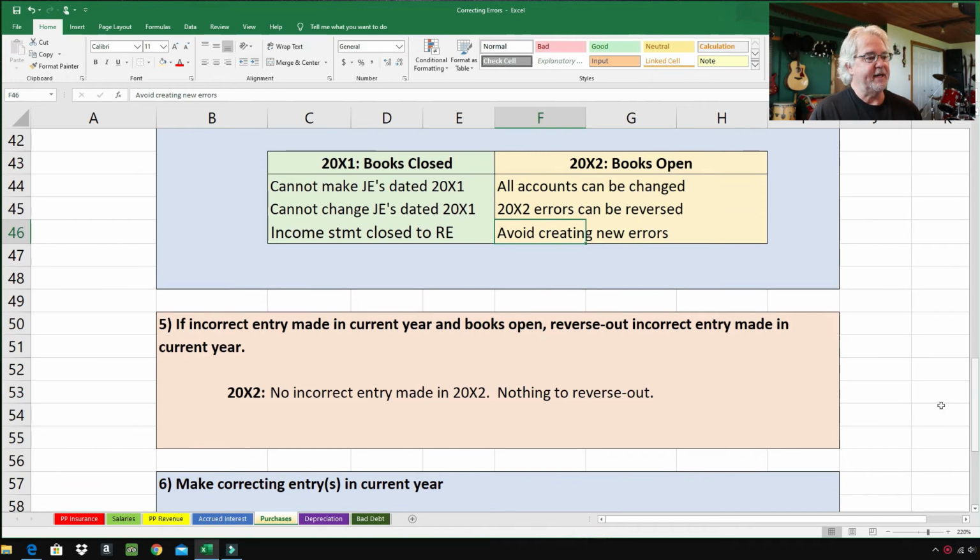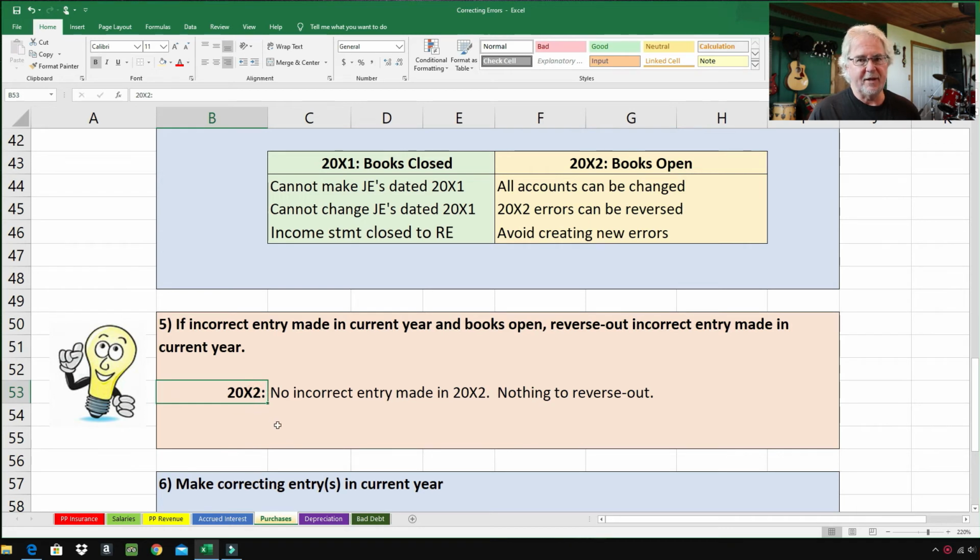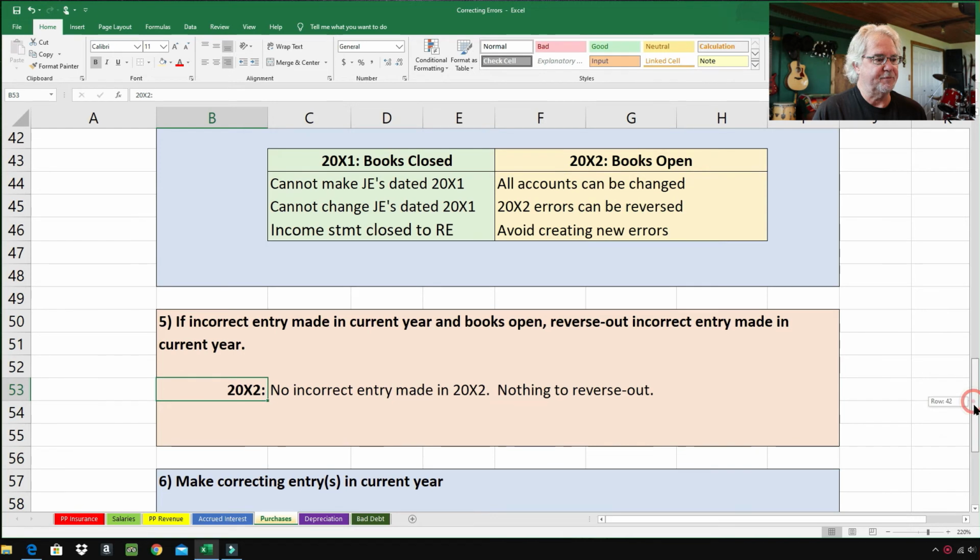Now, if incorrect entry made in current year and books open, reverse out the current entry made in the current year. So in 2002, there was not any incorrect entries made. They forgot to make an entry. They put the entry in the wrong year, but in 2002, there was no incorrect entry made. And so there's nothing to reverse out. And that's too bad, because that makes it easier to fix.